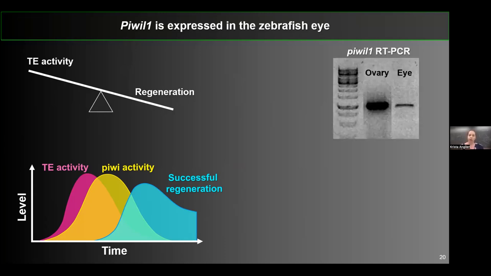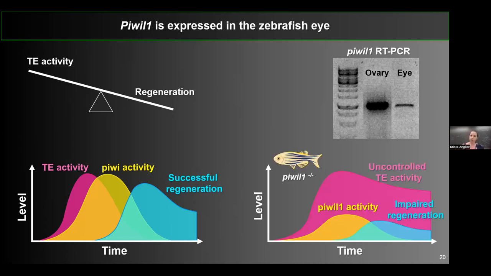Interestingly, we also were able to amplify PiWi-like 1 from the zebrafish eye, which was not reported previously. So this suggests that PiWi is actually present in the homeostatic uninjured eye and could be functioning here. So what we would expect is in a PiWi mutant background, the loss of PiWi activity would cause a prolonged or an increased transposon activity and potentially increased damage to the tissue and impair regeneration.